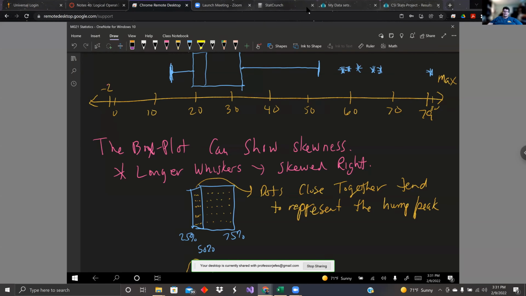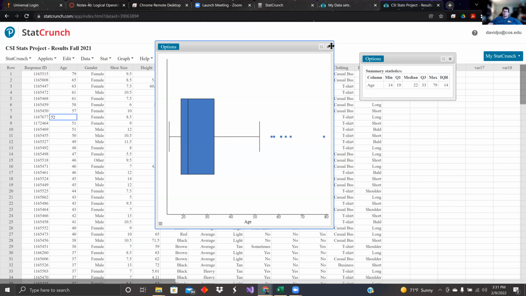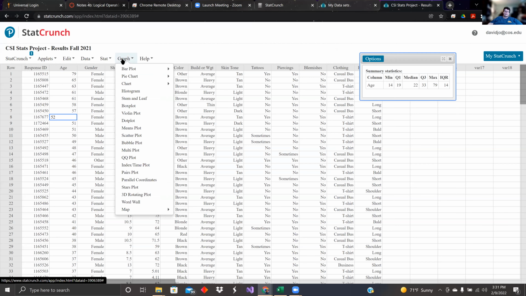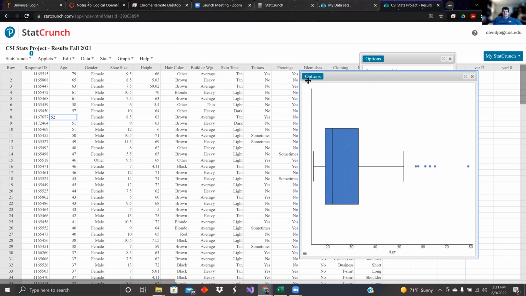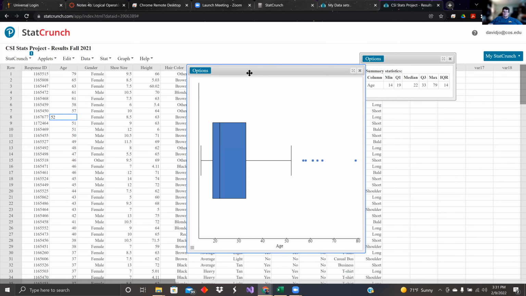When you want to see it in StatCrunch, we'll do it from scratch for the video real quick. You go graph, box plot. You choose the column you want to do. You use the fences to identify outliers, and then you draw boxes horizontally. You click compute, and it gives you the box plot. If you put your cursor over it, it'll tell you where it got the values. It even says 7 outliers. It only shows 6 of them.